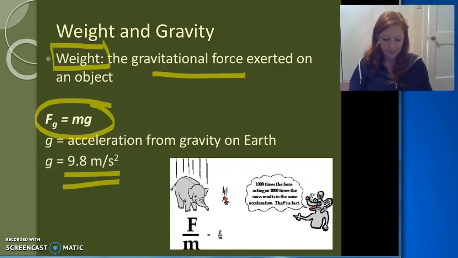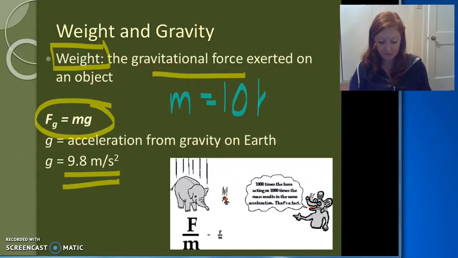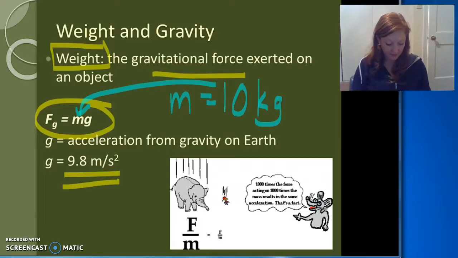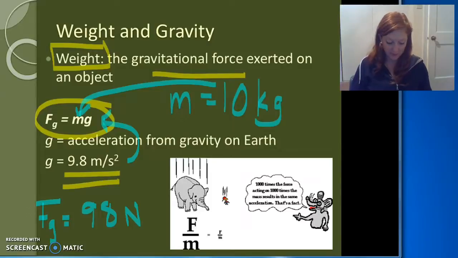Super simple. So if I say something has a mass of, let's say, 10 kilograms, and I want to know its weight, well, you're just going to plug in mass of 10 kilograms, 9.8 meters per second squared for your g acceleration, and you're going to get that weight equals 98 newtons. So pretty simple, pretty straightforward. But if I say weight, don't tell me an answer in pounds. It better be this force in newtons.